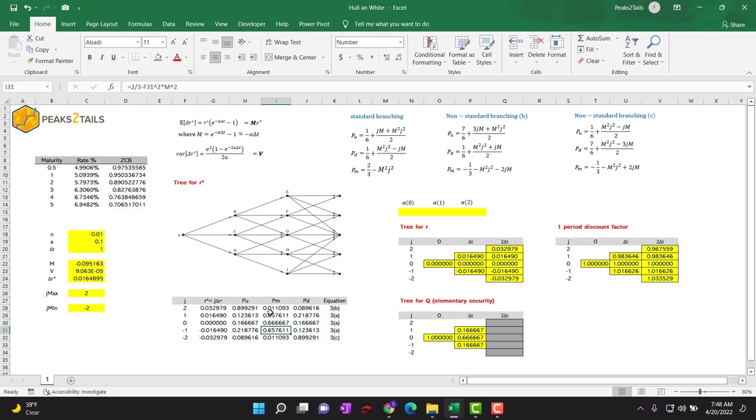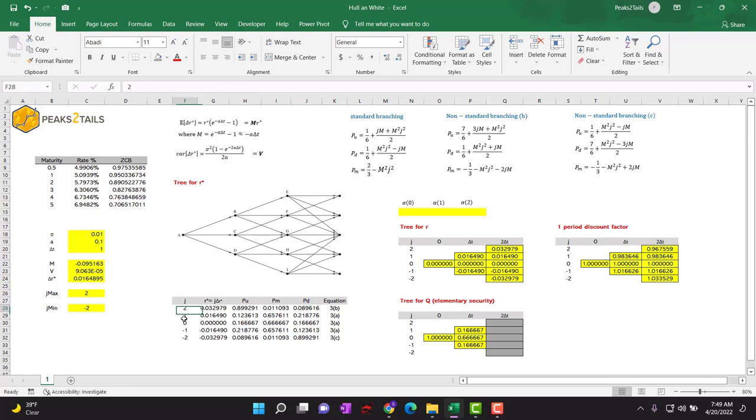So depending on the location, if J equals 2, that is where we switch from standard branching to non-standard branching. So if J equal to 2, we apply equation 3B. This is applicable for the top edge. All right, so using this I have calculated the probabilities of up, middle and down movement. You can verify from the equation. So the inputs are m, which is a constant. It basically depends on j. All right, these probabilities depend on j.